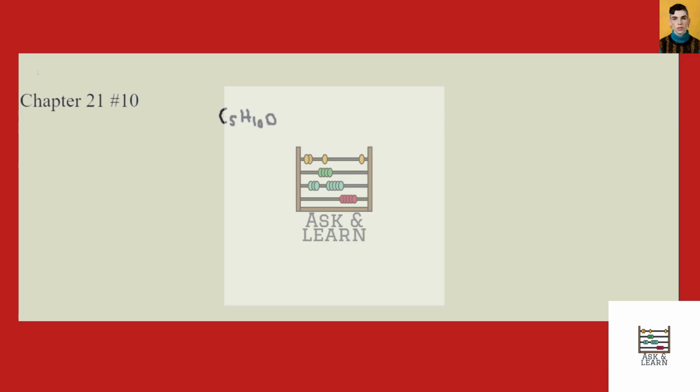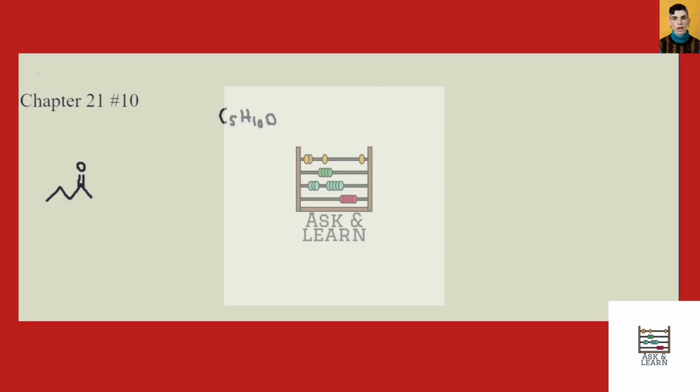This is the answer to Chapter 21, problem number 10 from the Smith Organic Chemistry textbook. And this problem asks us to do several different things. So we're asked to draw the structure of all constitutional isomers that contain a ketone and have the molecular formula C5H10O. We're asked to give the IUPAC name for each isomer. And lastly, we're asked how we could distinguish between them using carbon-13 NMR spectroscopy.